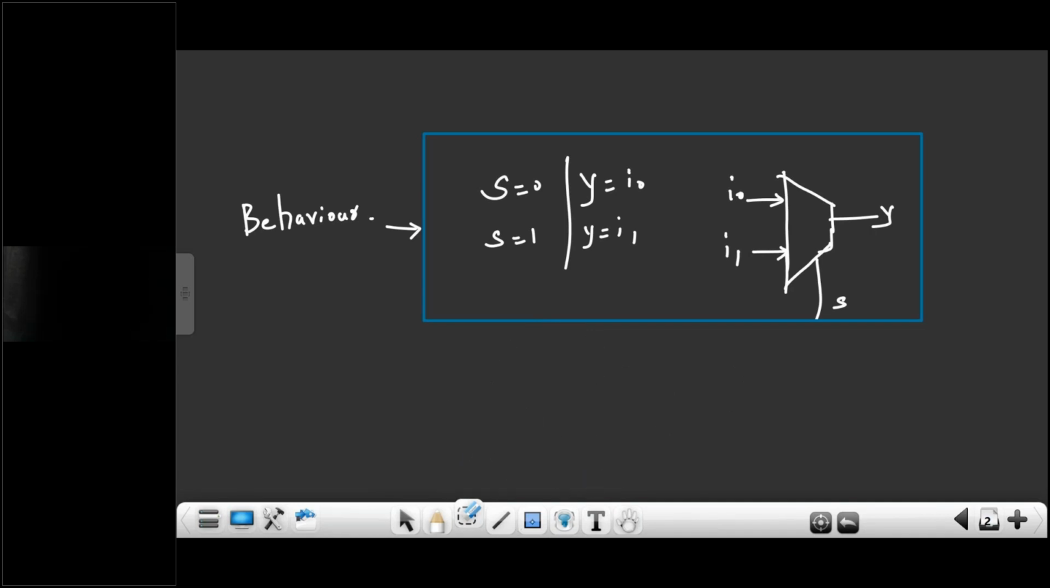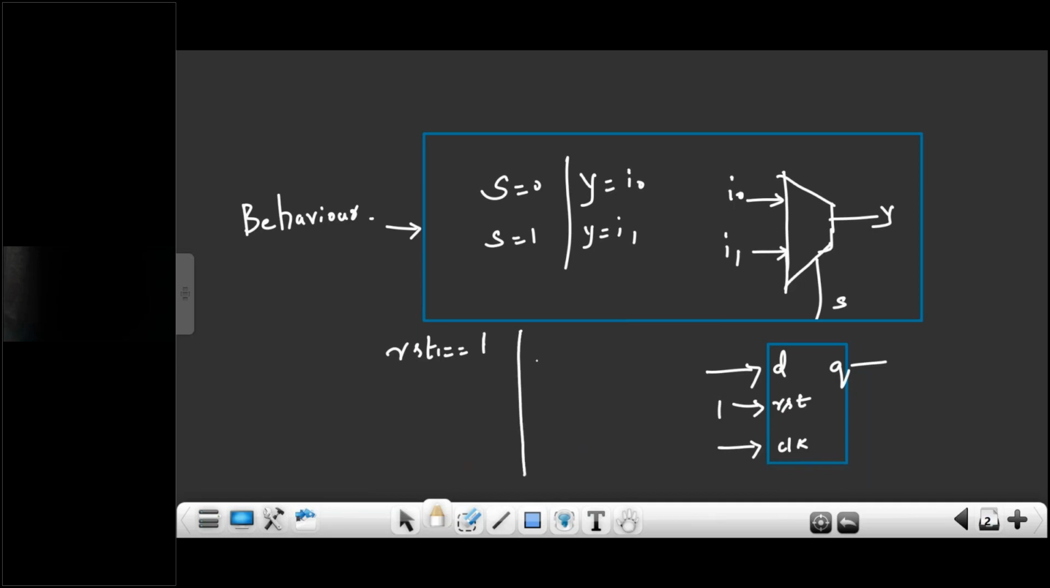For example, you have a D flip-flop. If I ask for the internal structure of a D flip-flop, I have a reset signal, a clock signal, and an output Q. This is a positive edge triggered D flip-flop. How do you define it? When reset is 1, output Q is 0. When reset is not equal to 1, and if you get a positive edge, what happens? My Q is going to take D.